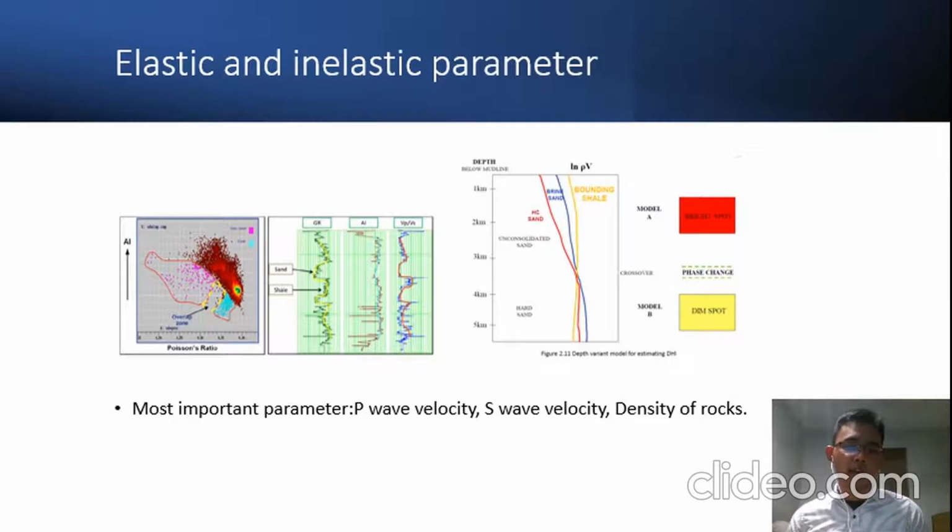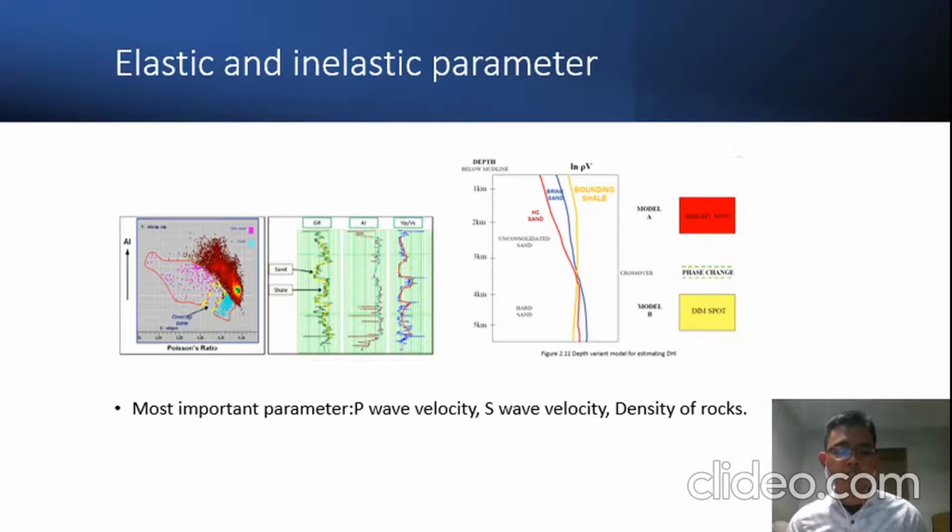Finally, the elastic and inelastic parameters of a rock. These three are the most important ones, which are the P wave velocity, S wave velocity, and the density of the rock. Research done by Houzu and other researchers showed that the ratio of P wave velocity to shear wave velocity can provide important information about the type of lithology, and the Poisson ratio can characterize the relationship between Vp and Vs of a material, which can affect the P wave reflection coefficient.